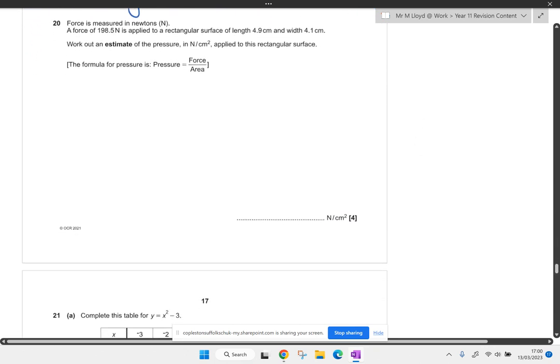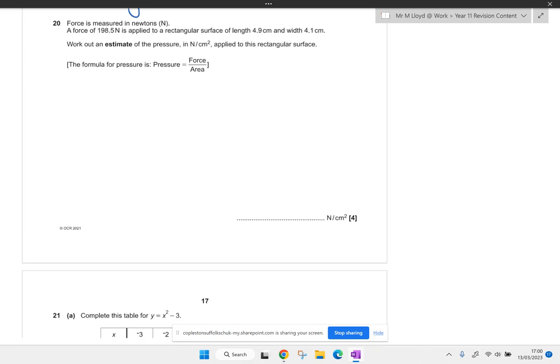Right, question 20. Force is measured in newtons. A force of 198.5 newtons is applied to a rectangular surface of length 4.9 and width 4.1. Work out an estimate for the pressure. Okay, so pressure is going to equal the force, which I'm going to round to 200. And then the area, which I've not worked out yet, is going to be 5 times 4, rounding, of course, to one significant figure. That's 200 divided by 20, which then gives me 10. So I'm going to go with 10 there. And that looks like the right answer.